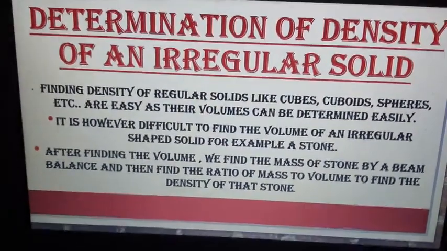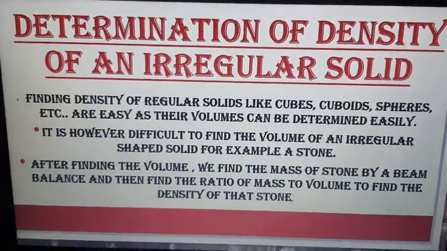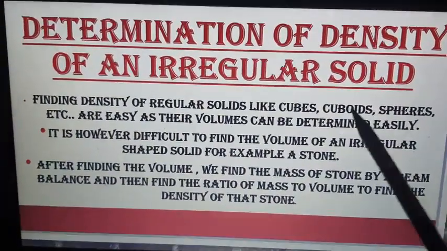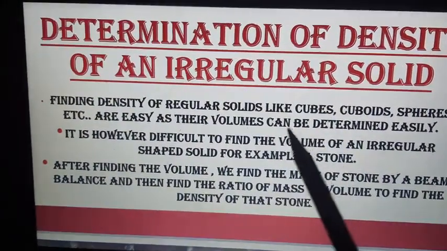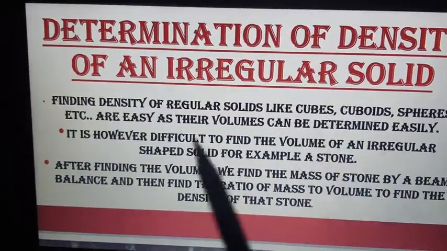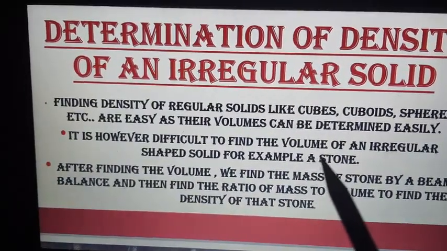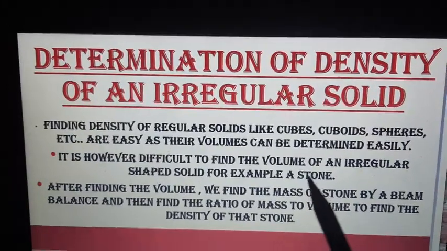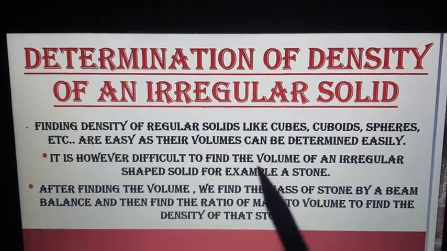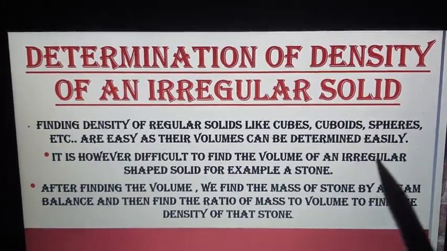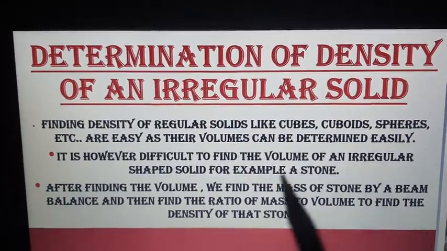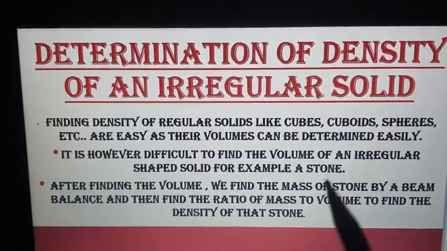Now, we know that finding the density of a regular solid like a cube or a cuboid or a sphere is quite easy because we can calculate its volume. But if you need to find out the density of an irregular solid, it is quite difficult to find the volume of an irregular solid. We will take an example which is like a stone.